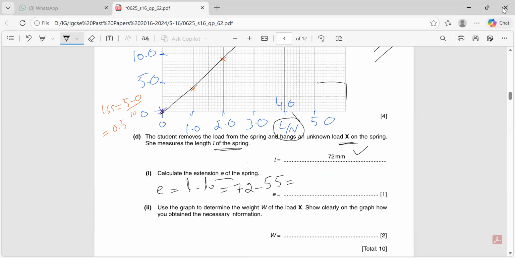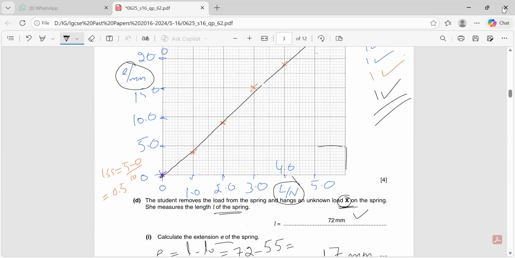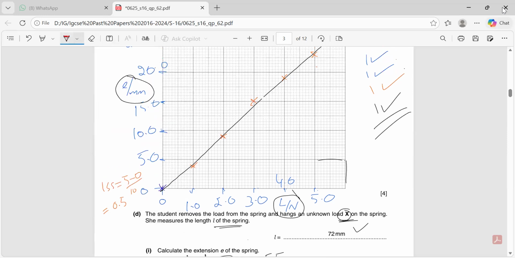So what is the extension in this case? That is 17, but don't sleep. If you do not write millimeter, it means you are going to lose the mark, because the correct unit is needed wherever it is available. Now use the graph to determine the weight W of the load X. Show clearly on the graph how you obtain the necessary information. Now what is the extension? Extension is 17. We need to locate where the extension 17 is.